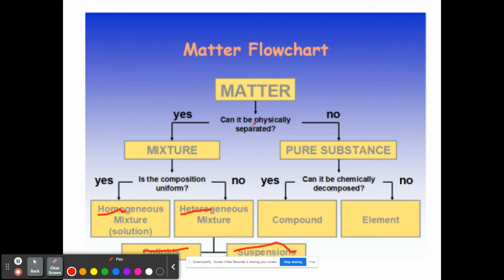Let's go back up here. Can it be physically separated? Can you pick apart or do something physically to separate them? So a mixture you can, even a homogeneous mixture. So if I have lemonade, I've got the powder and the water, and that makes lemonade. I can get the water out by boiling the water or evaporating the water. It's still the same substance, it just looks different. So I can make the water go into water vapor and I'm left with the powder. Okay, so make sure we have this.